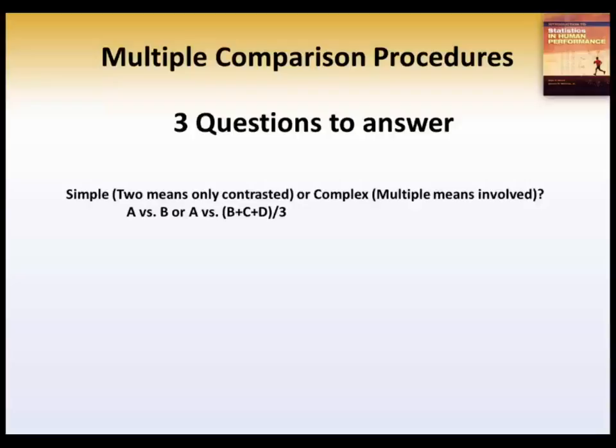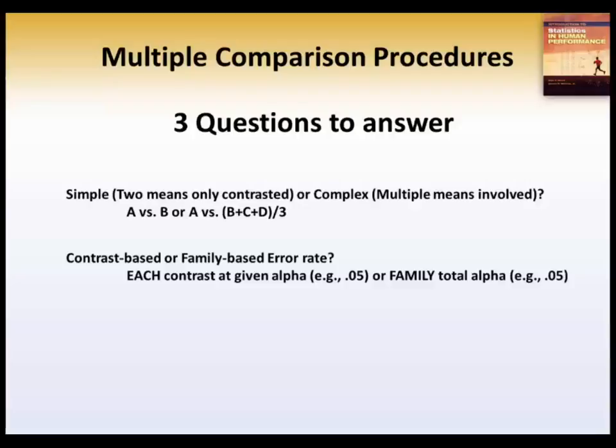The second question you need to answer deals with contrast-based or family-based. This is a little more difficult to explain, but basically it means, do you want each contrast to be compared at a given alpha level, say 0.05, or an entire family of comparisons at 0.05? The main difference between these is that the contrast-based is more powerful, the family-based error rate is more conservative.